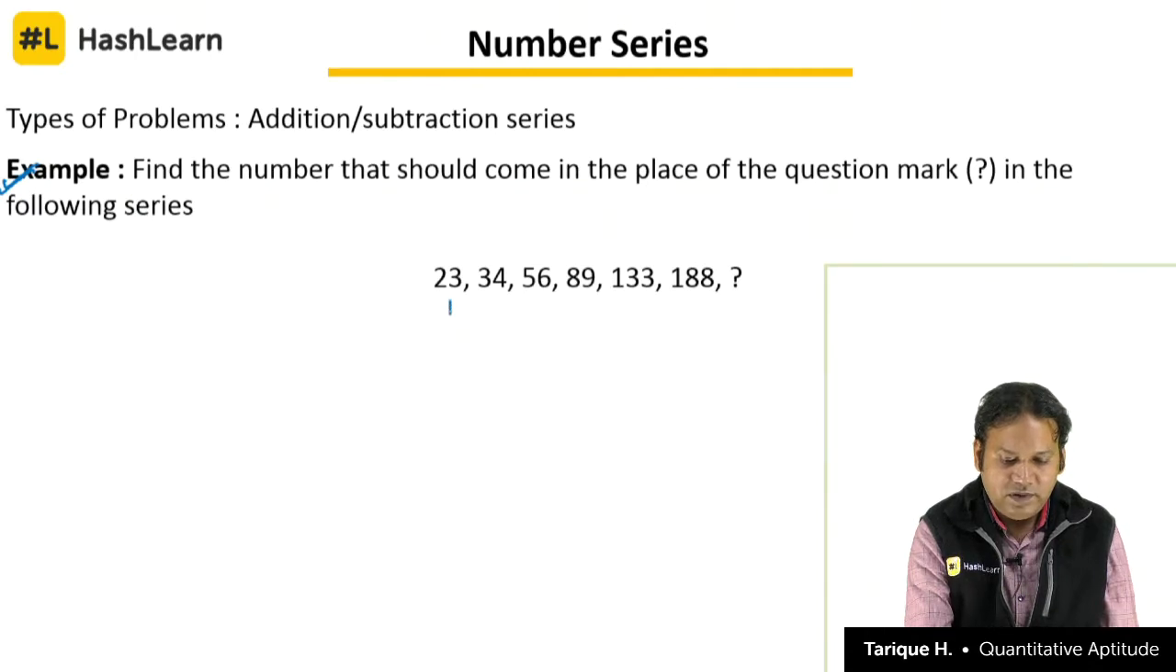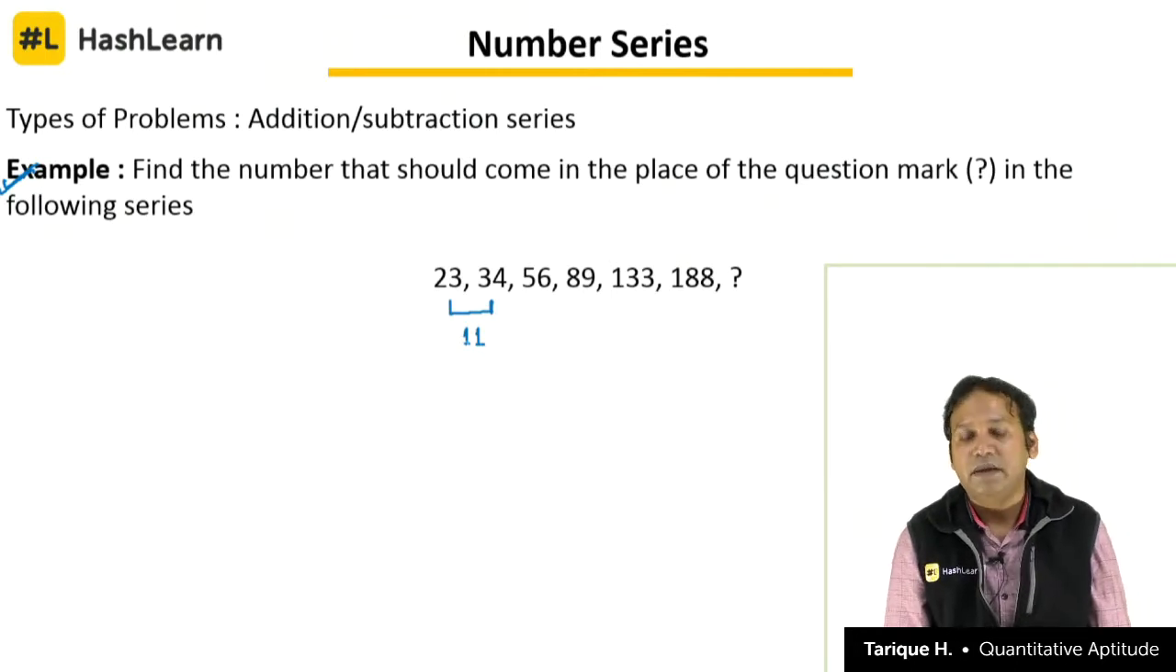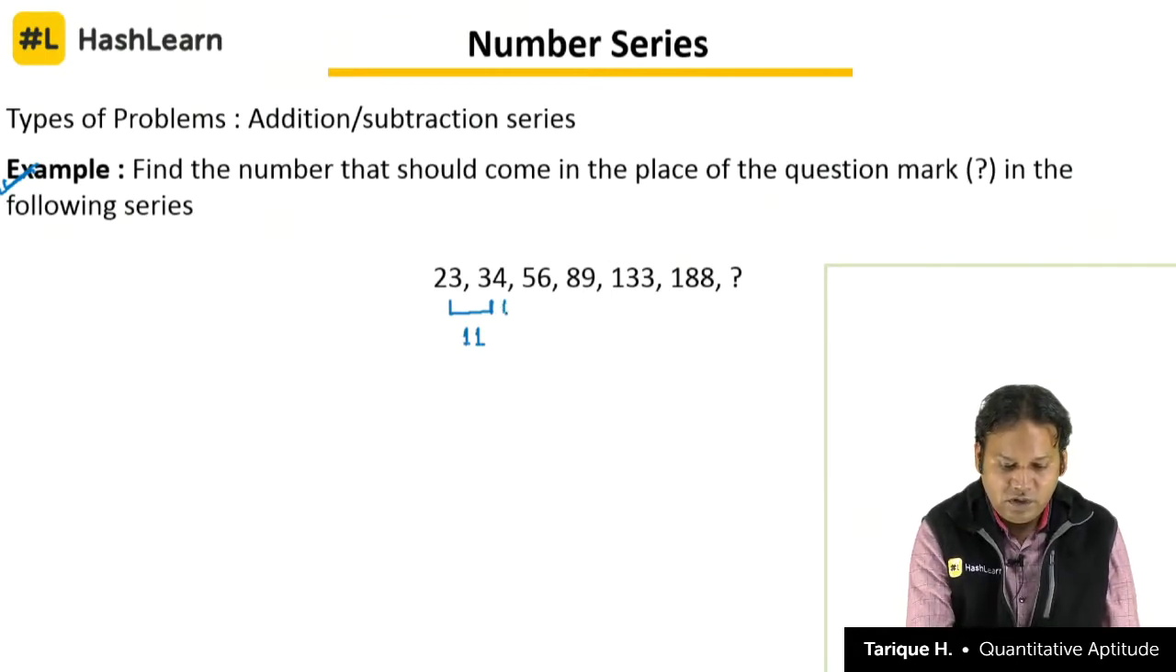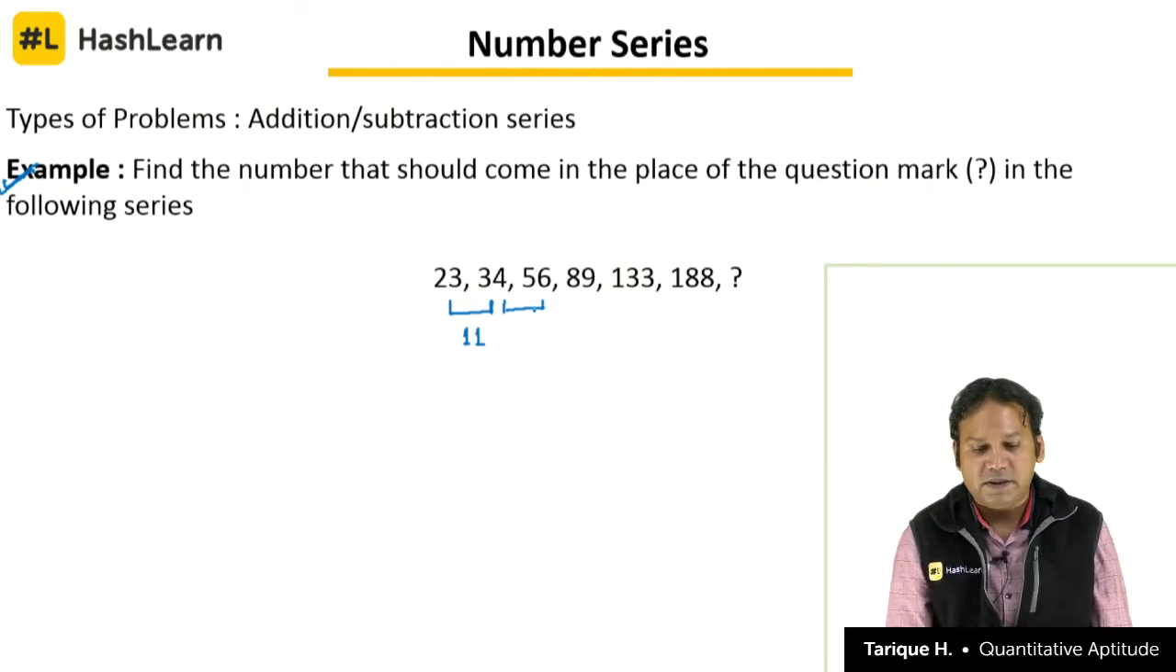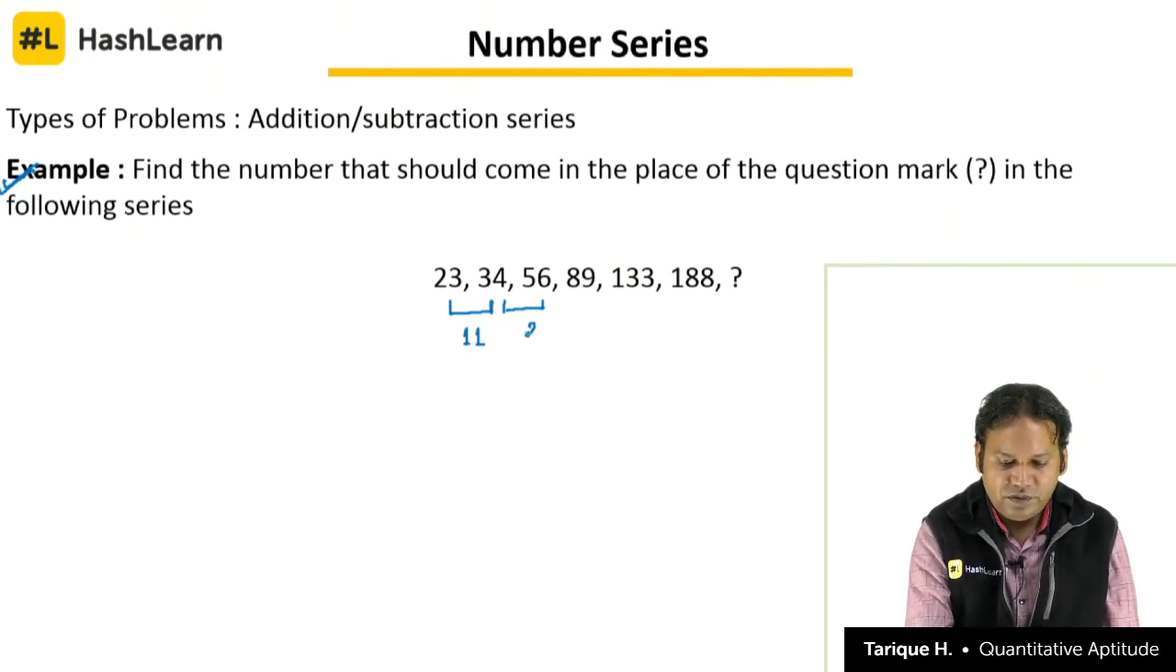As I told you, one of the ways is definitely to see the difference of numbers. So the difference of 23 and 34 is 11, correct. What is the difference of 34 and 56? 6 minus 4 is 2 and 5 minus 3 is 2, so the difference is 22.